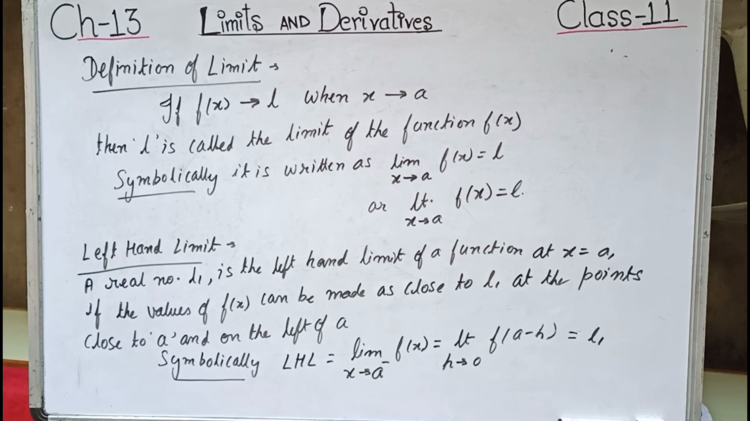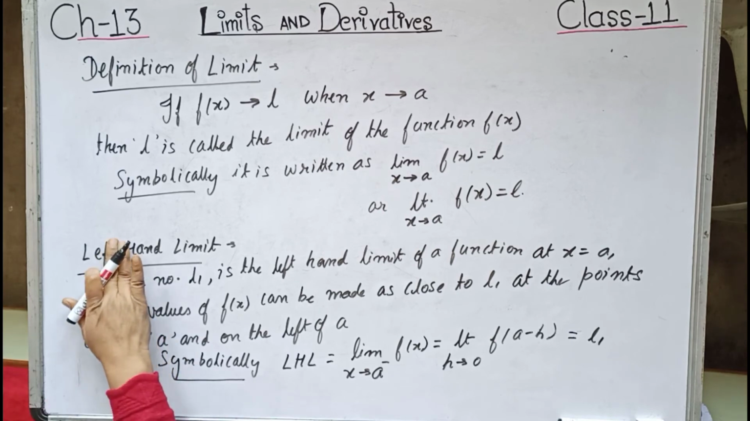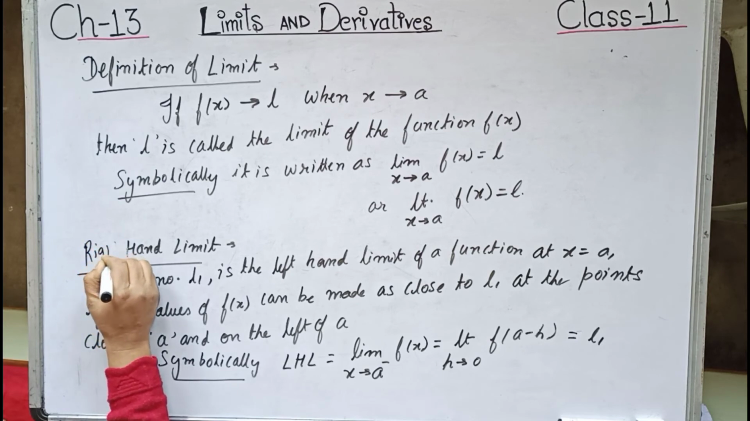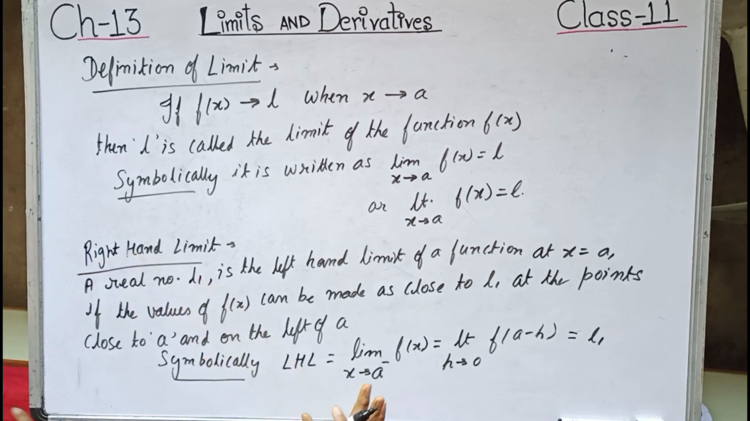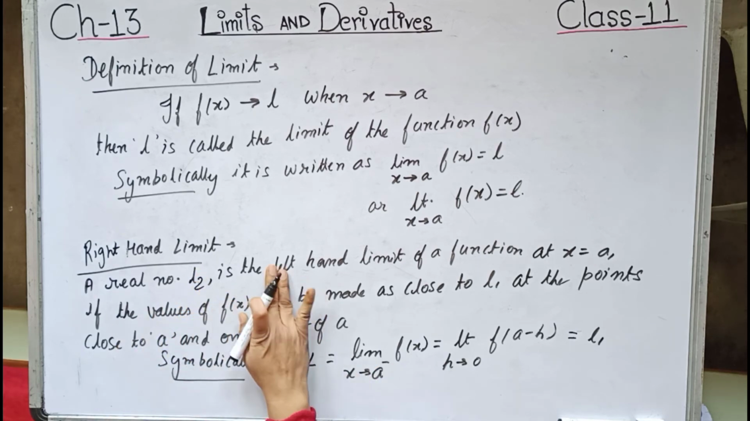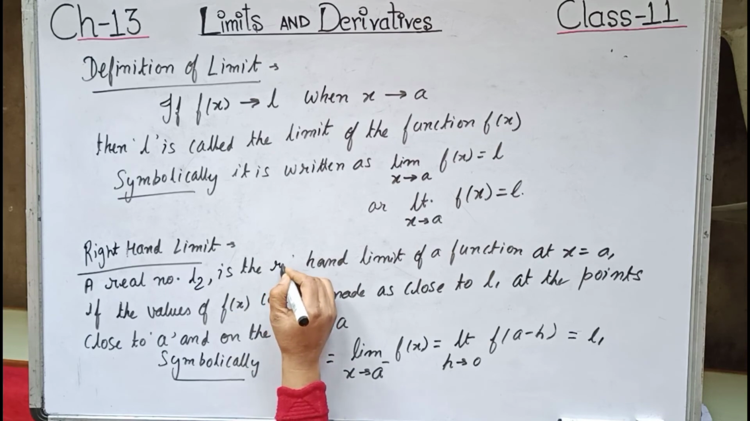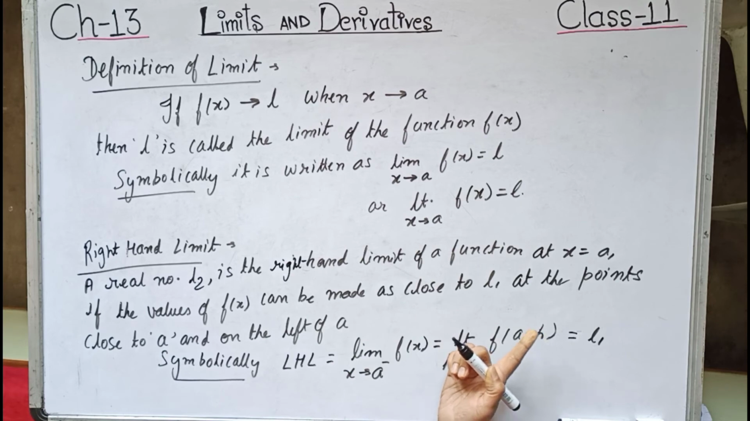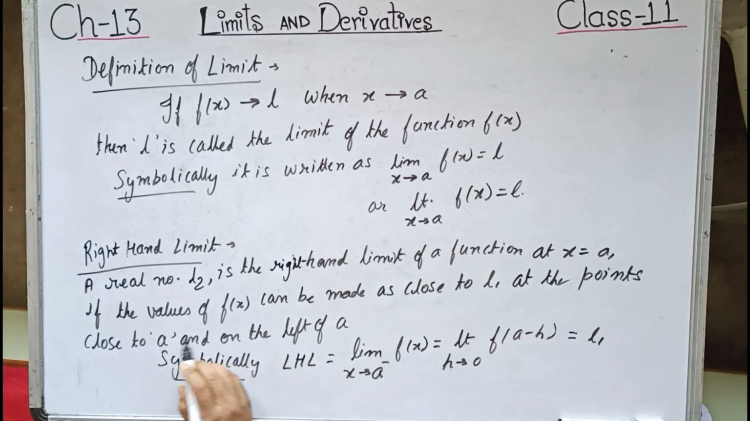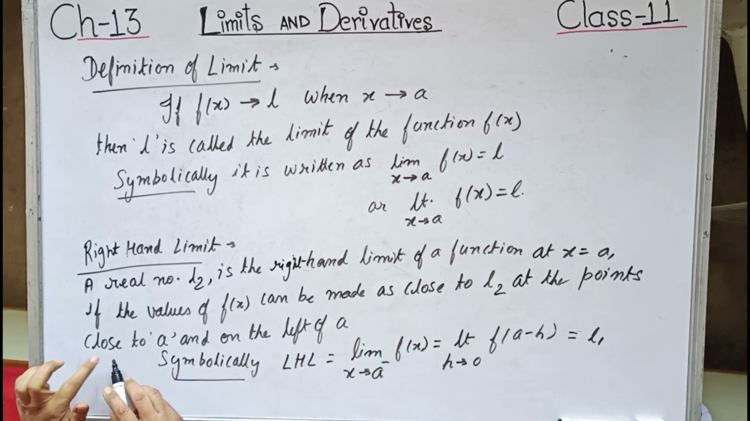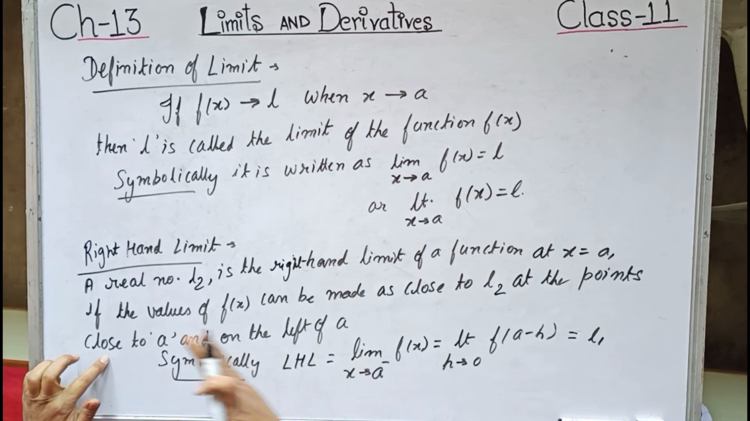Okay, so similarly we can define the right hand limit also. The similar definition you can define. The definition never comes in exams, children, only the concept you need to understand. So a real number L2 is called the right hand limit of a function at x equals a if the values of the function f(x) can be made as close to L2 at the points close to a and on the right of a.